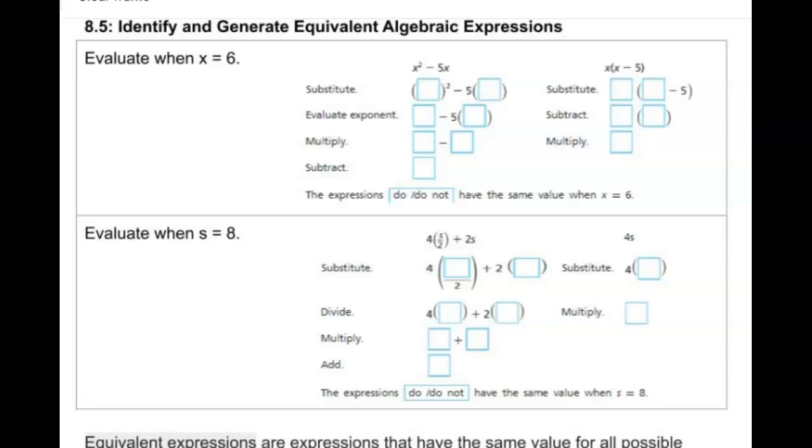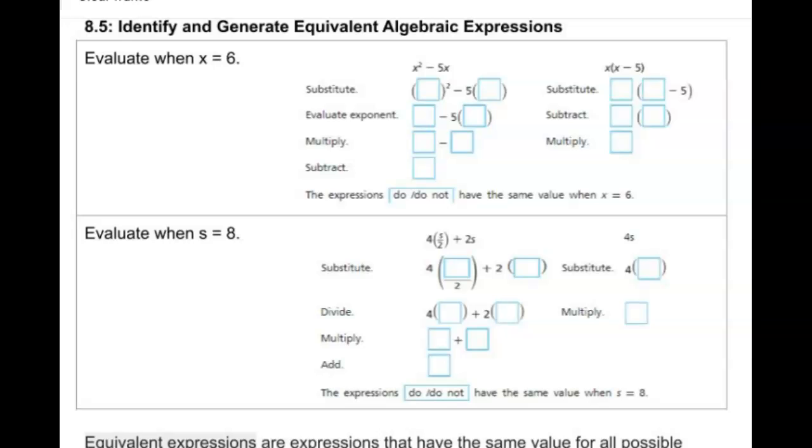Okay, this is the start of 8.5. Identify and generate equivalent algebraic expressions. Let's look at this first part right here. We're going to evaluate when x equals 6. So the whole thing is to see if when I solve this problem, then solve this problem, they come out equivalent. Equivalent meaning that they're the same answer.